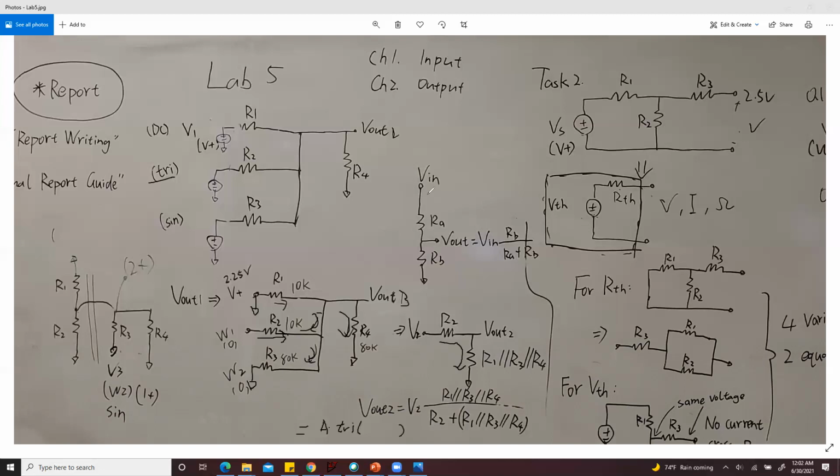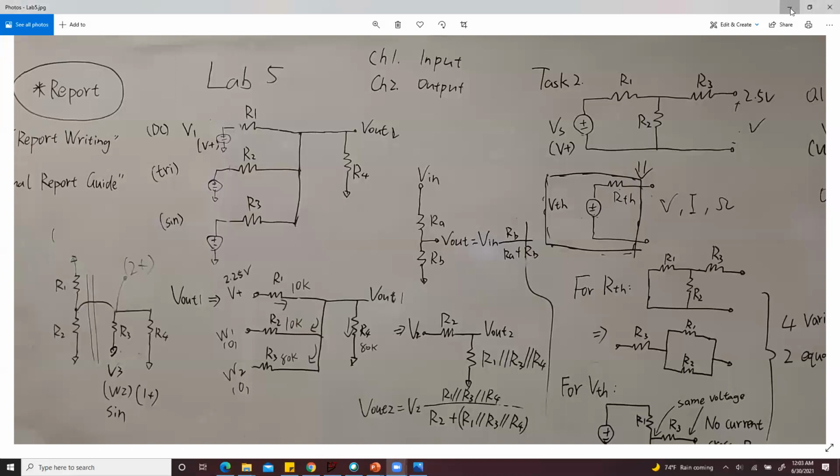So the final answer will be that the total Vout is equal to Vout1 plus Vout2 plus Vout3. That will be your final answer. This answer means when V1, V2, and V3 turn on at the same time, this will be your output voltage. Hopefully you do this correctly.